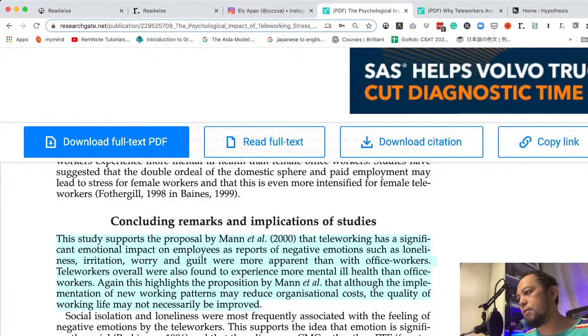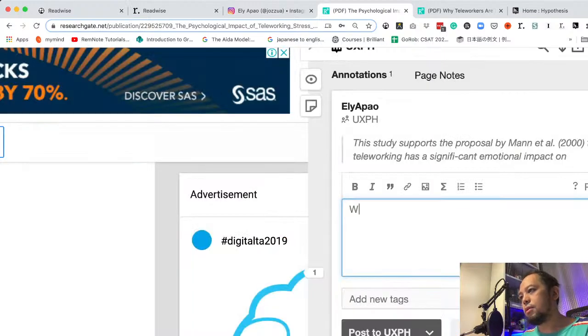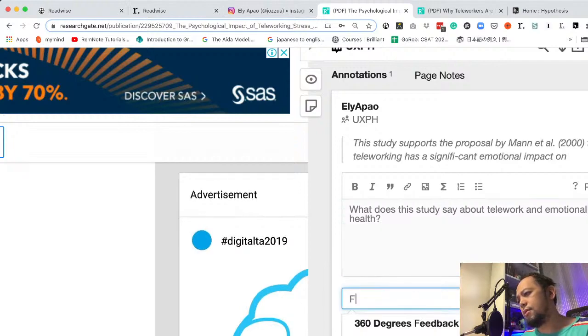Hypothesis. What does this study say about telework and emotional health? I don't think this is applicable in the Philippine setting, where there are strong families.